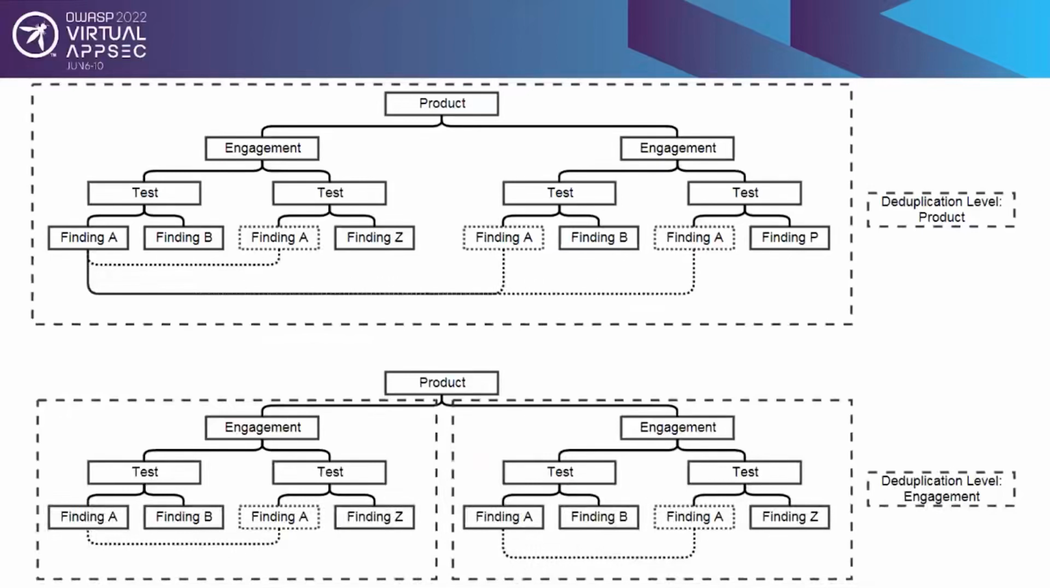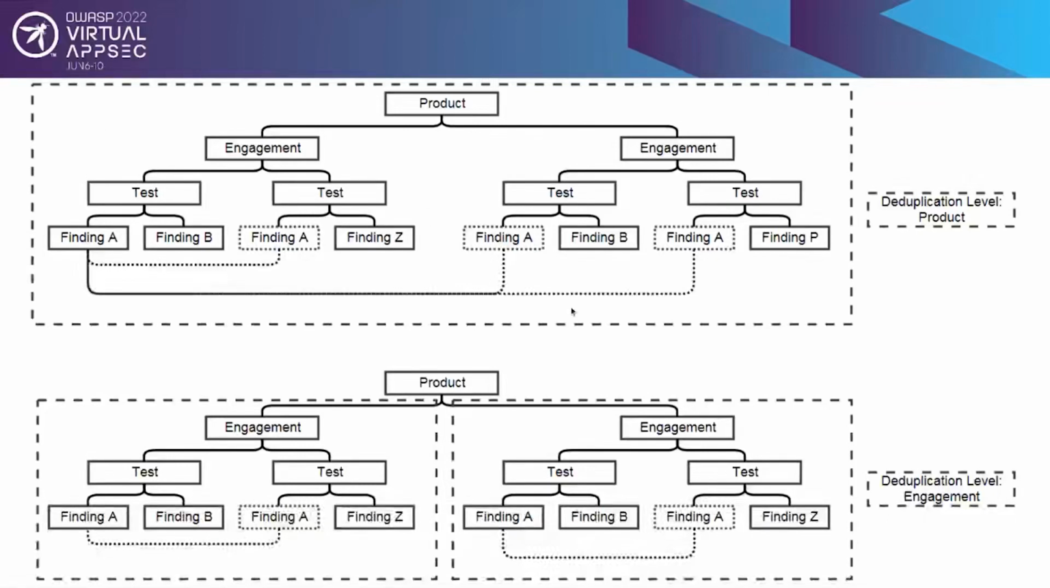Let us start with the picture on the top. You see the product, which has the engagement, which has a test, and then you see here there is a finding A. This is the original finding, and finding B. Then on the next day or after a minute, you perform another test. And then DefectDojo identifies, I had this finding in the test before, so I create a reference. That is a deduplication. It deduplicates the findings, says, hey, I saw this one here beforehand. When there is another finding which wasn't there beforehand, then this is a new active finding.